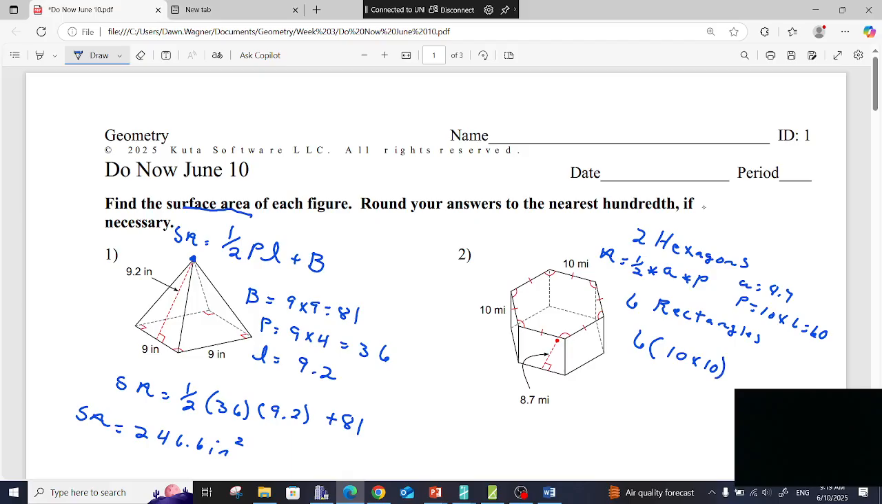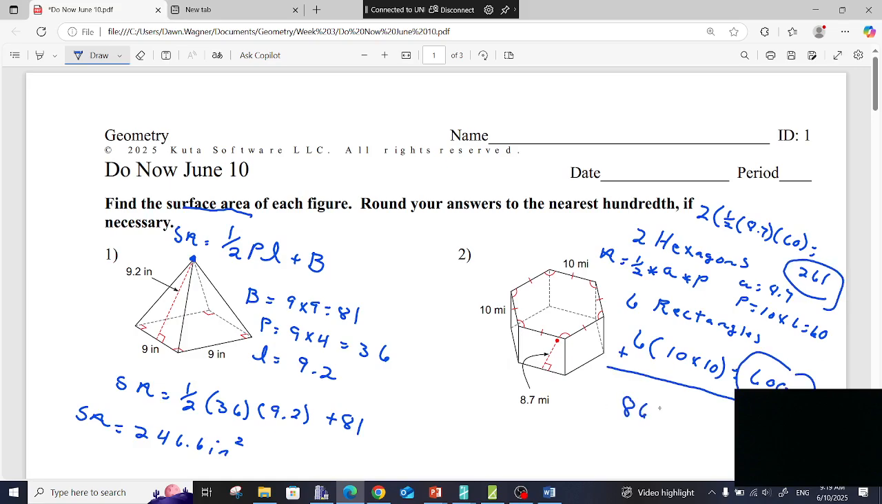So the hexagon, I have 2 of them, times 1/2 times 8.7 times 60. What is that? And then we have 6 by 10s, which would be 600. And you would just add these two together. So that would be 861 miles squared.